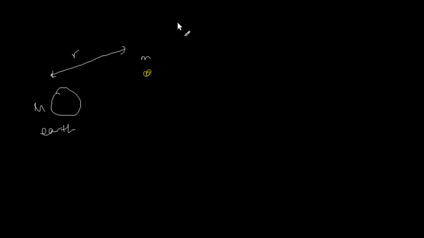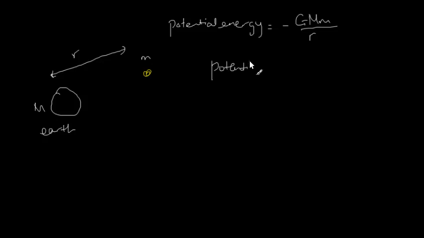The gravitational potential energy, we have learned that it is given by this formula, minus G m over r. Now I'm going to talk about another quantity called potential.